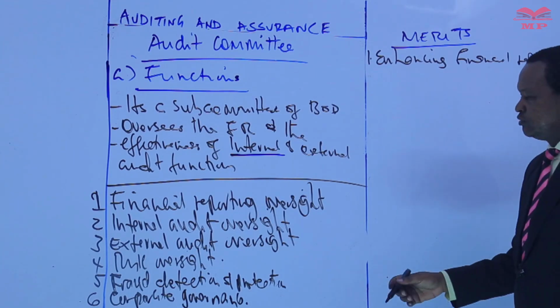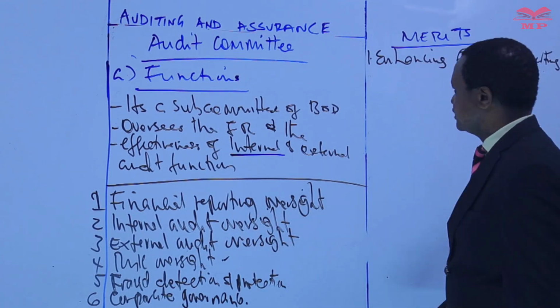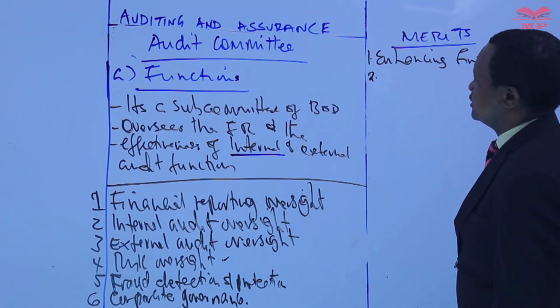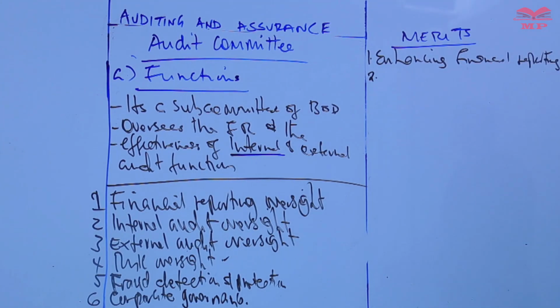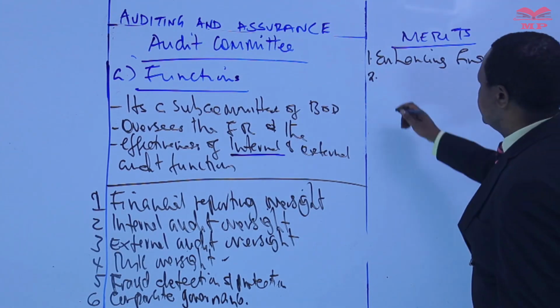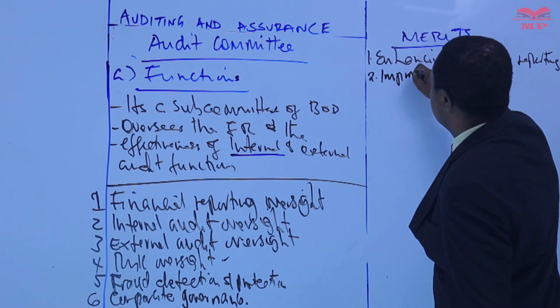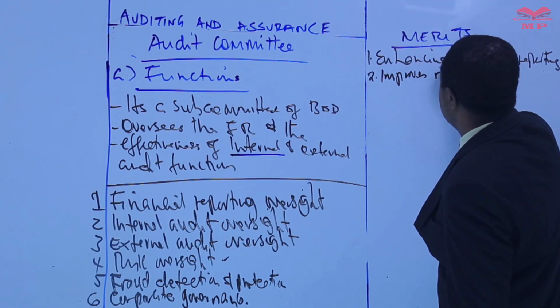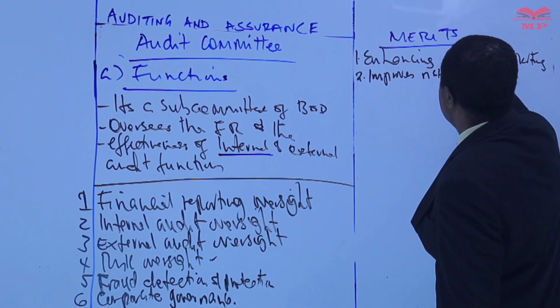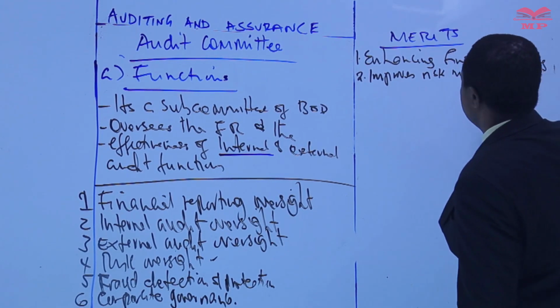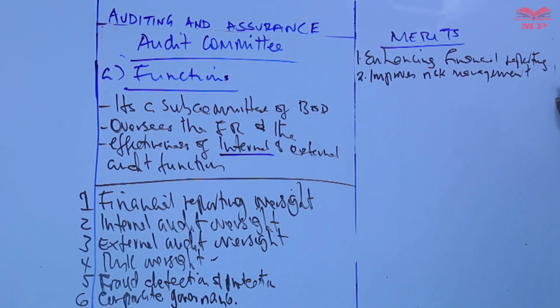Two, in relation to risk oversight, we can say that the audit committee improves risk management. This committee can improve risk management. The committee can help to identify and also mitigate key risks, protecting the organization from financial loss and reputational damage.